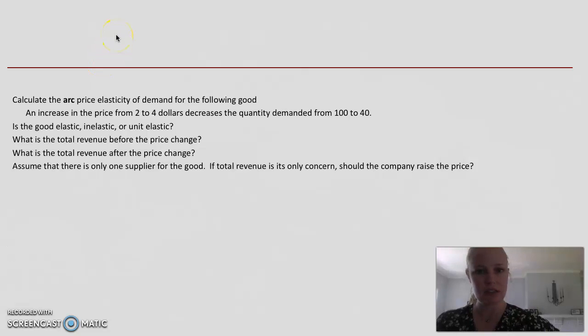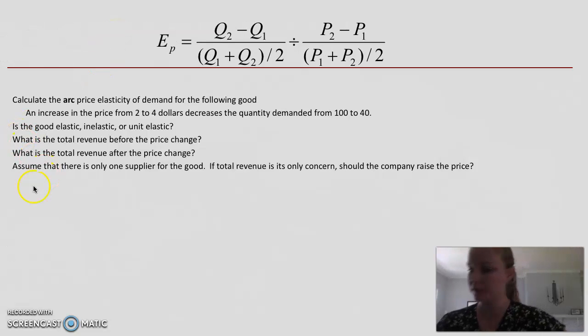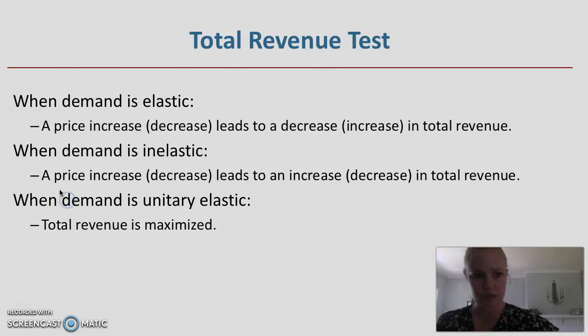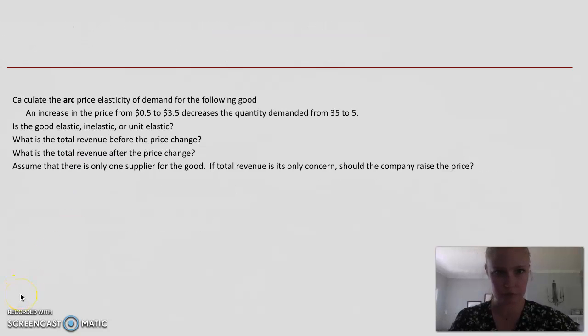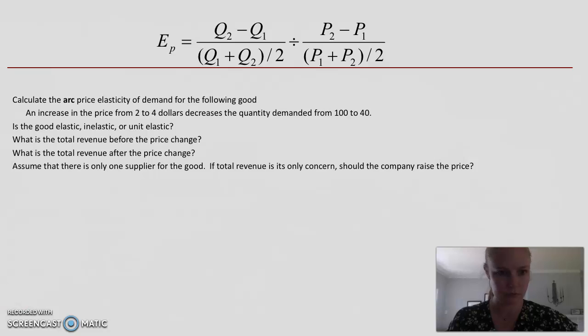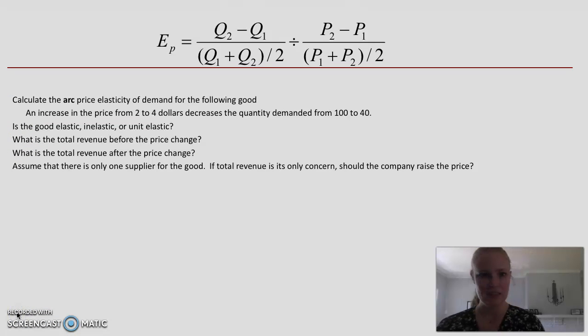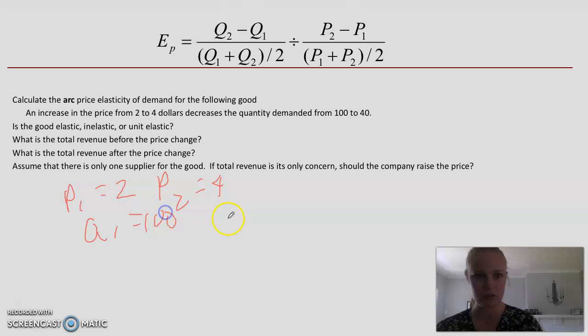But let's calculate it. Actually, I have the formula right here. All right, so P1 again is 2, P2 is 4, Q1 is 100, Q2 is 40.